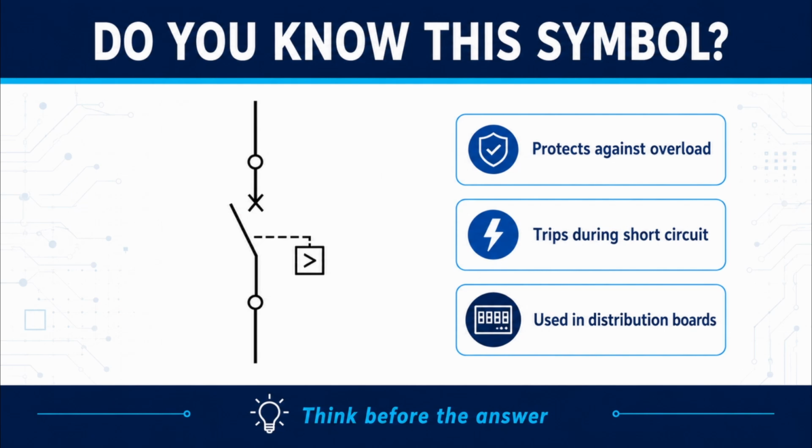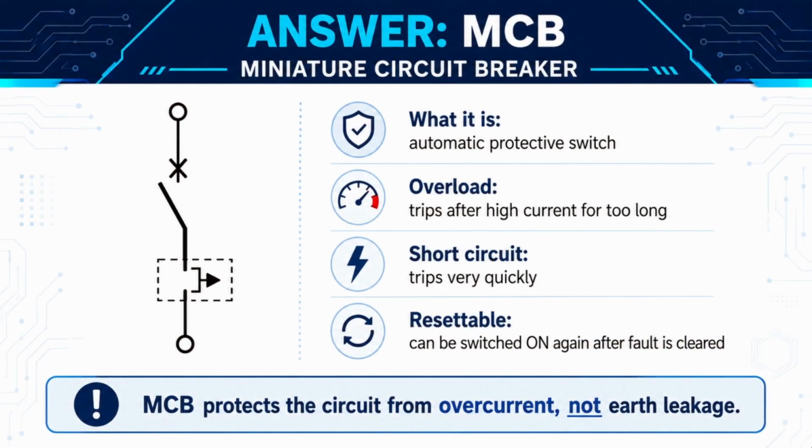Do you know what this electrical symbol represents? Here are some clues. It protects against overload, trips during a short circuit, and is commonly used in distribution boards. The answer is an MCB, miniature circuit breaker. It automatically disconnects the circuit when the current becomes too high due to an overload or short circuit. After the fault is cleared, it can normally be reset.